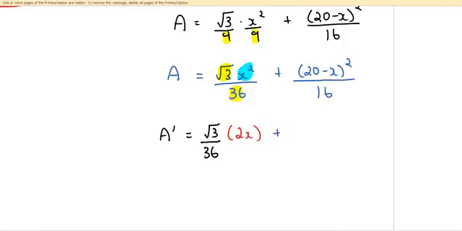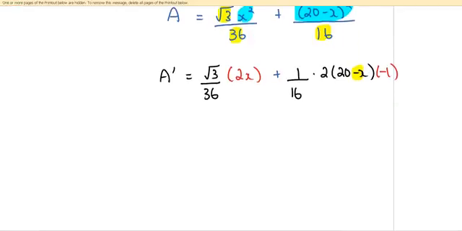plus, once again, I have a 16 on the denominator, right? That's a constant, right? So let's just move the constants out to the front. And then let's go ahead and take the derivative of this expression right here. That's just the power rule. So that's going to be 2 onto 20 minus x. And then you need to apply the chain rule here. What's the derivative of negative x? Well, that's going to be negative 1.